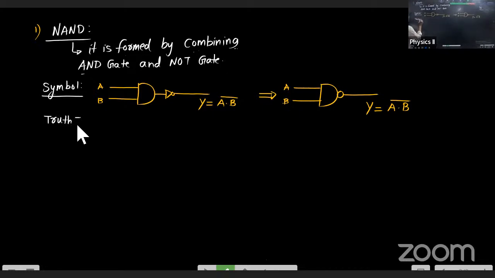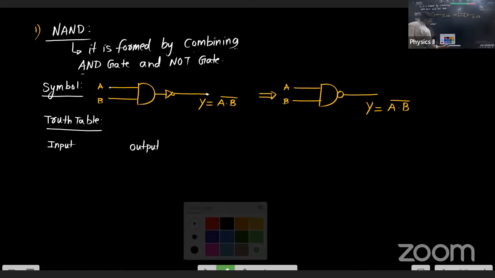Truth table, or you can also write the mathematical operation. See here, how many inputs are here? We are having two inputs. How many outputs are we having? Here we are having only one output. So I am writing here input column, and here I am writing output.